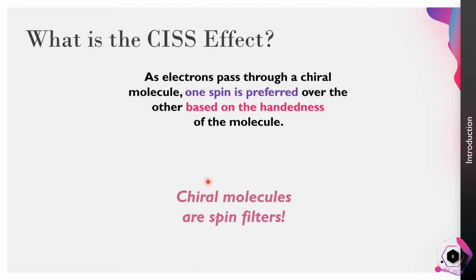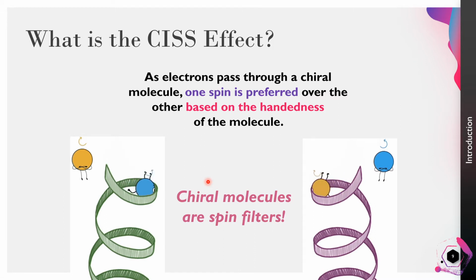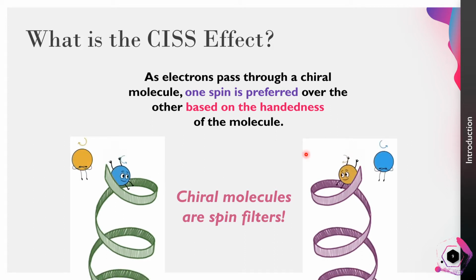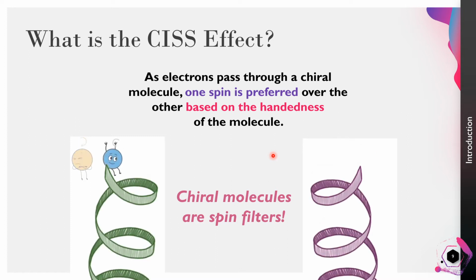So, with an understanding now of spin and of chirality, what is the CISS effect? Essentially, as electrons pass through a chiral molecule, one spin is preferred over the other based on the handedness of the molecule. Essentially, chiral molecules are spin filters, and you can see here in these animations, we have one chiral molecule and the other enantiomer, and we're able to selectively transmit electrons through these chiral molecules based on the intrinsic spin of the electron.